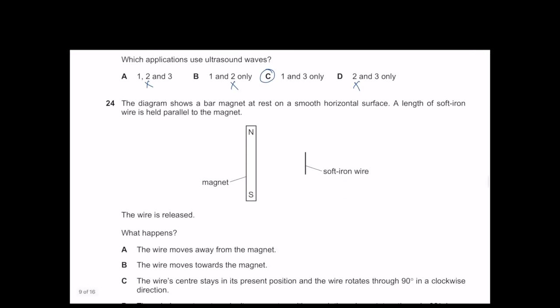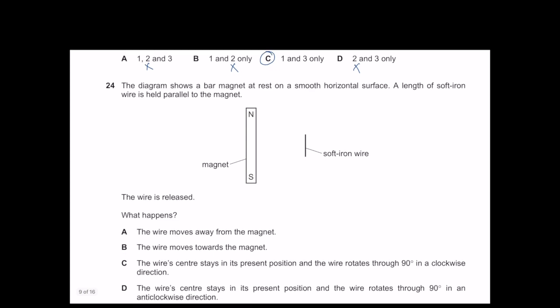That's fine. In 24, the diagram shows a bar magnet at rest on a smooth horizontal surface. A length of soft iron wire is held parallel to the magnet. The wire is released. What happens? Actually, when the wire is released, it gets attracted to the magnet. So the option that the wire moves away from the magnet, repulsion, doesn't happen between normal iron and a magnet. There is no repulsion. The wire moves towards the magnet because of the attraction.